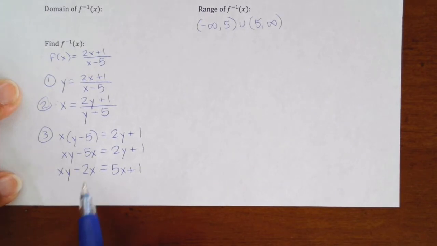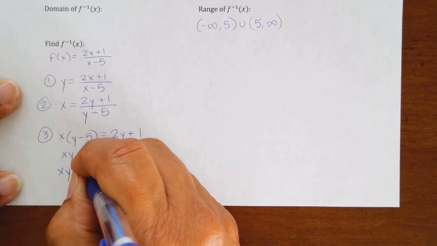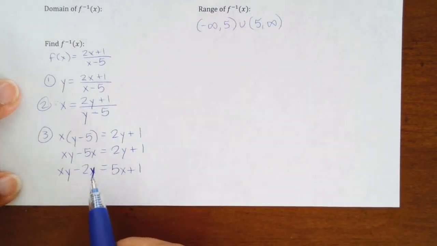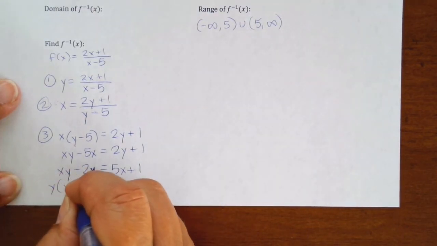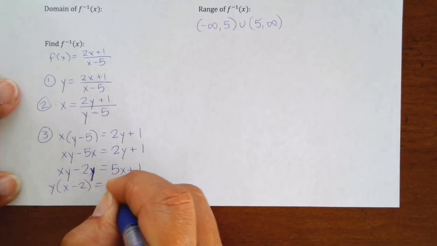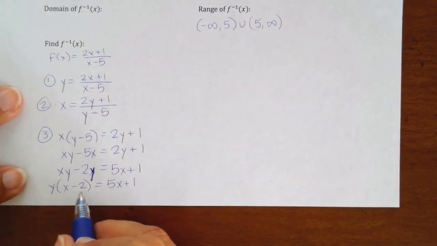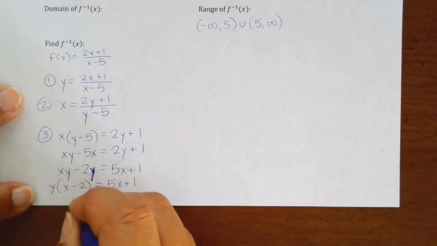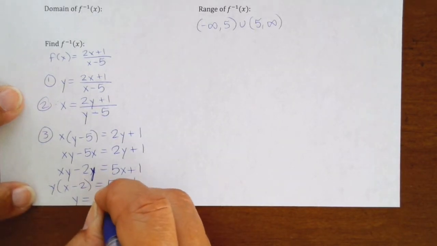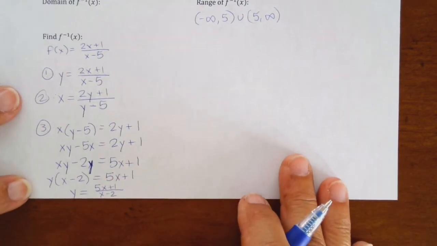4th step is factor out the y. That's a y. That looks like an x. Sorry about that. I moved the 2y over here, so that's 2y. So the 4th step is to factor out the y. Always, you will factor out the y. Okay. And then the last step is to divide both sides by the factor that you have. So we're going to divide both sides by x minus 2. So we end up with 5x plus 1 over x minus 2. And now you solve for y.